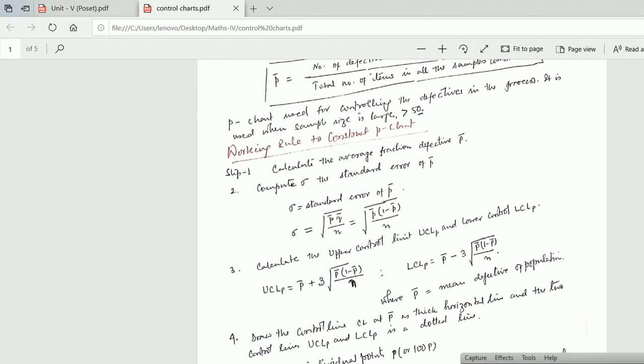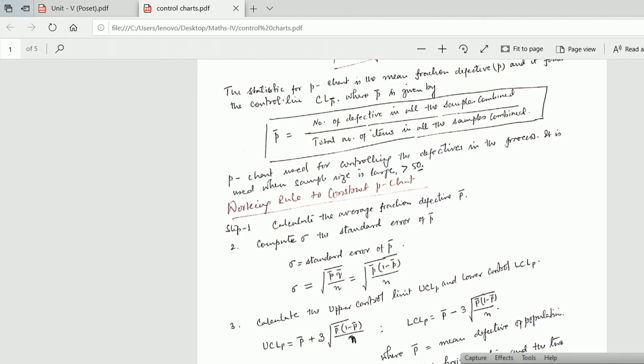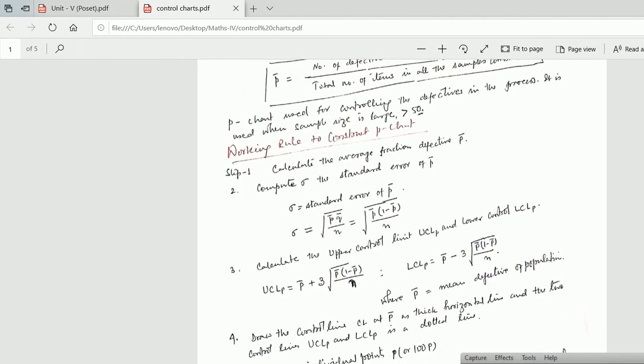Second step. Now you compute sigma, the standard error of P bar. How will you calculate that? Sigma, the standard error of P bar, is given as sigma equals under root P bar Q bar upon small n, which is equal to under root P bar into 1 minus P bar upon small n, where Q bar is 1 minus P bar and P bar can be calculated from this.